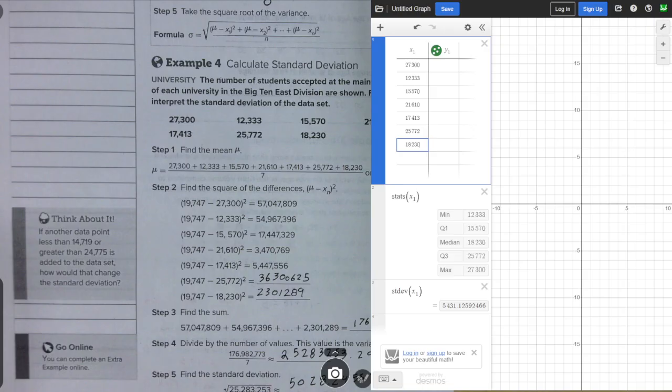27300, 12333, 15570, 21610, then 17413, 25772, 18230. That's interesting. Let's find the sum. Something's going on here.